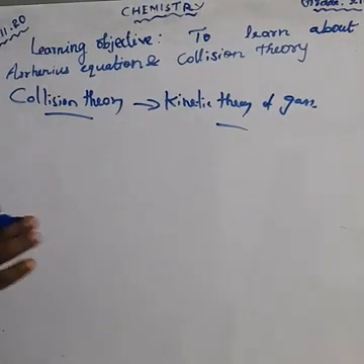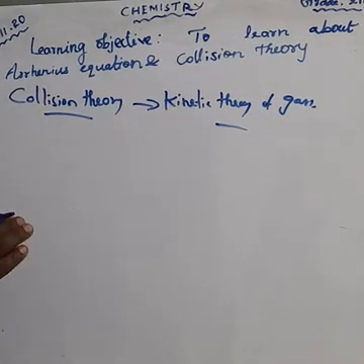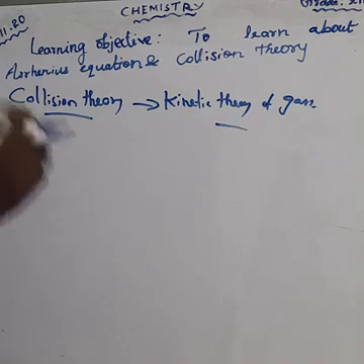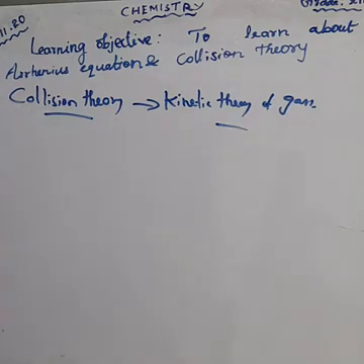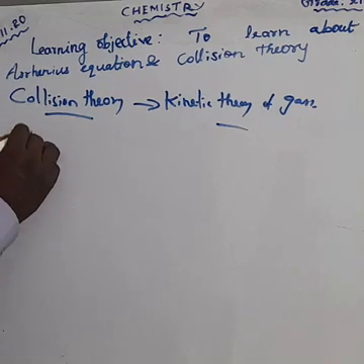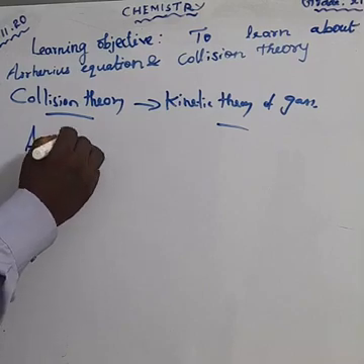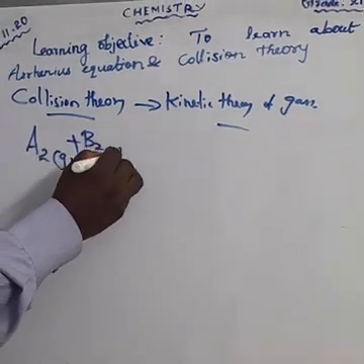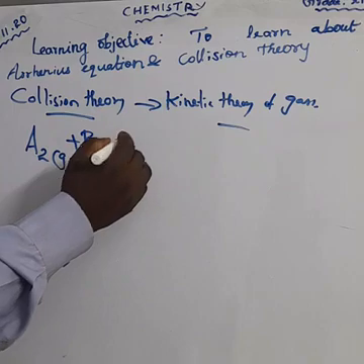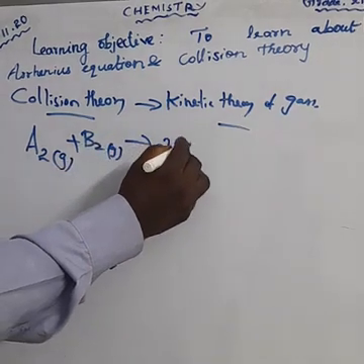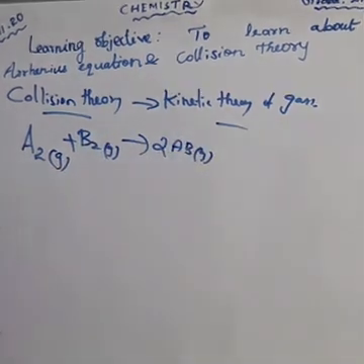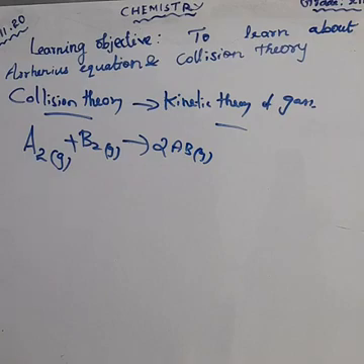According to this theory, a chemical reaction occurs as a result of the collision between the reacting molecules. Let us consider one reaction: A2 gas plus B2 gas. What is the product? 2AB gas.